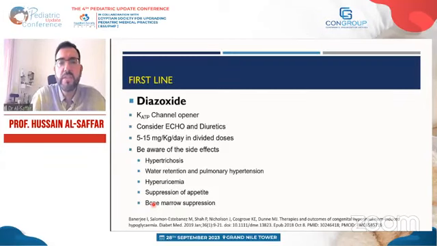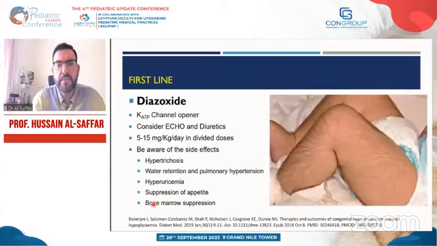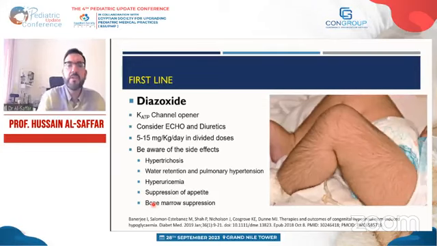We need to be aware of the side effects of diazoxide, as I mentioned earlier: the fluid retention and pulmonary hypertension, as well as the hypertrichosis, which is hirsutism as appears on this picture, sometimes hyperuricemia, and very rarely, less than 2% I would say, bone marrow suppression, mainly thrombocytopenia, and or suppression of the appetite.